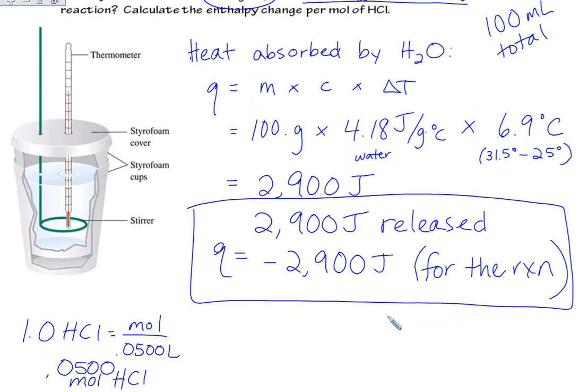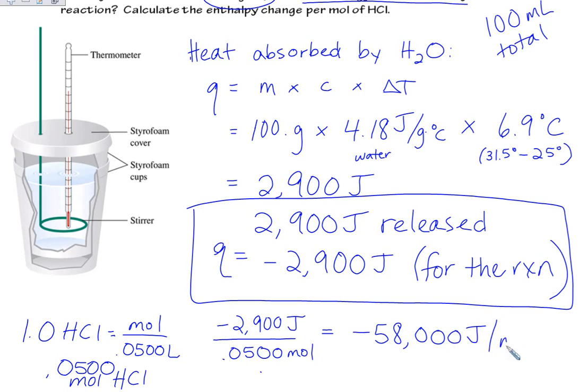So we could say that this would be negative 2,900 joules divided by 0.05 500 moles. And then that would come out to be negative 58... If we just leave maybe 2 sig figs, we could say 1,000 joules per mole.